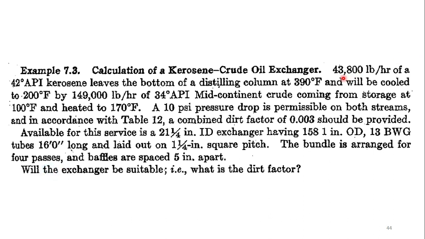That is, 43,800 pounds per hour of the kerosene oil with a specific gravity of 42 degree API leaves the bottom of the distillation column at a temperature of 390 Fahrenheit and will be cooled to 200 degrees Fahrenheit. So this is the hot stream, and it should be cooled down.